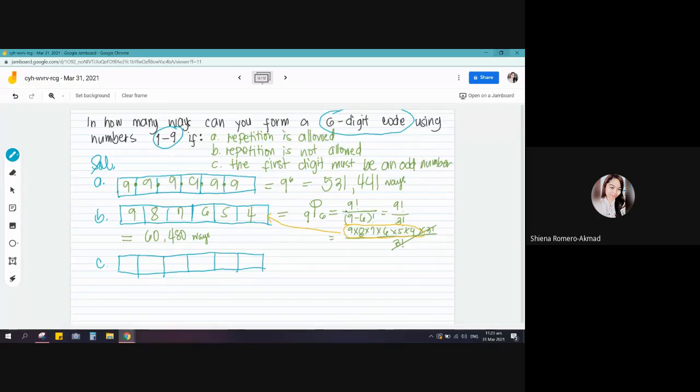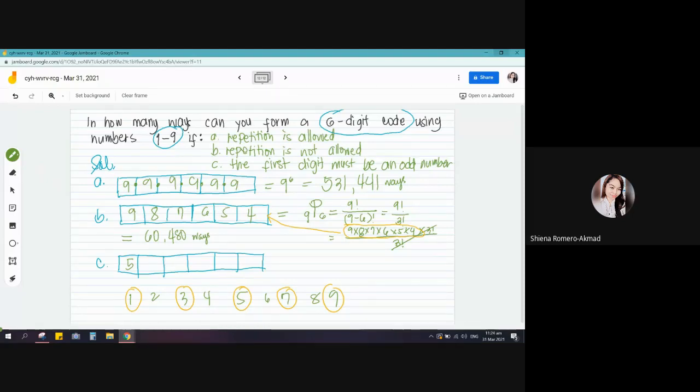Kung ang first digit daw ay odd number, ilan ba yung odd numbers natin dito from 1 to 9? 1, 2, 3, 4, 5, 6, 7, 8, 9. Sige, gawin natin ganyan para makita ninyo alin dyan ang odd numbers. Baka kasi until now, hindi nyo pa alam. Ano ba yung mga odd numbers dyan? 1, 3, 5, 7, 9. Ay, alam naman pala. Magaling talaga. So, there are 5 odd numbers here. So, meaning, for the first position, since we are going to assign an odd number sa first position, we have 5 choices.